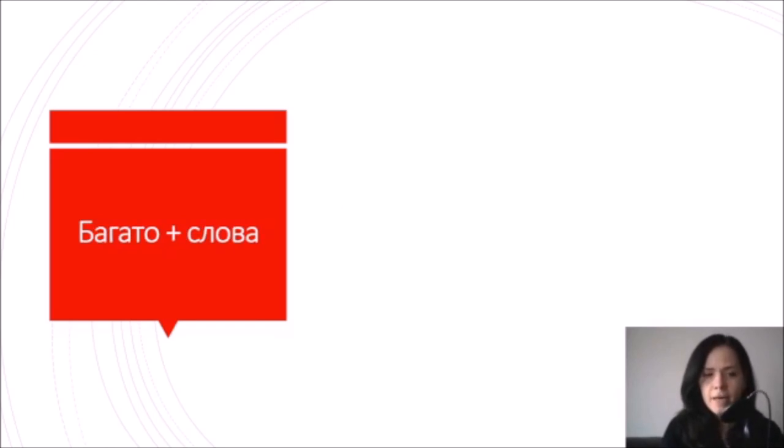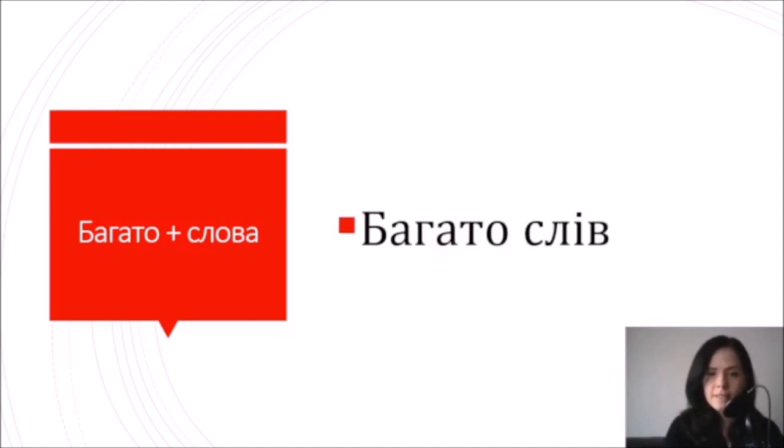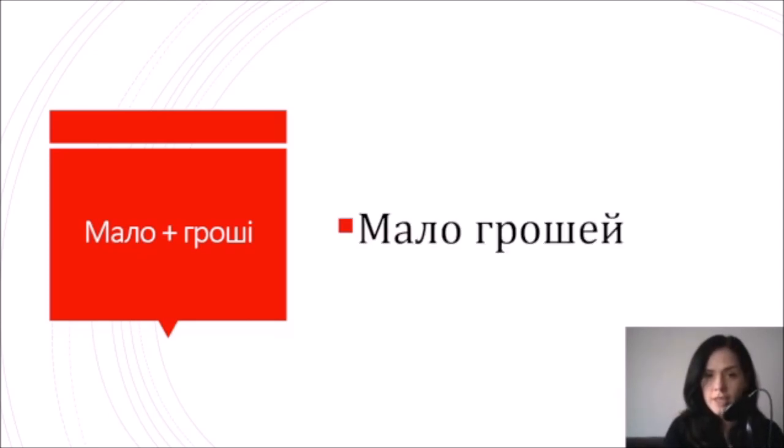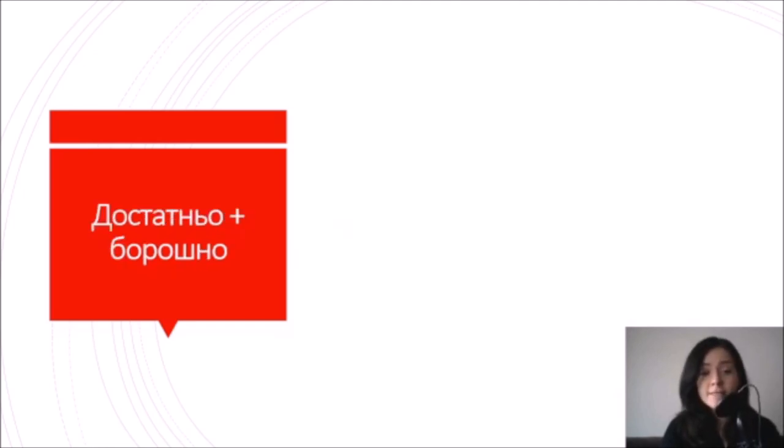Next, багато and слова. Багато means many and слова means words. So to say many words in Ukrainian, we will say: багато слів. Next, мало, гроші. Мало means a little, a small amount, few. And гроші means money. So to say a little money, we would say: мало грошей. Мало грошей.